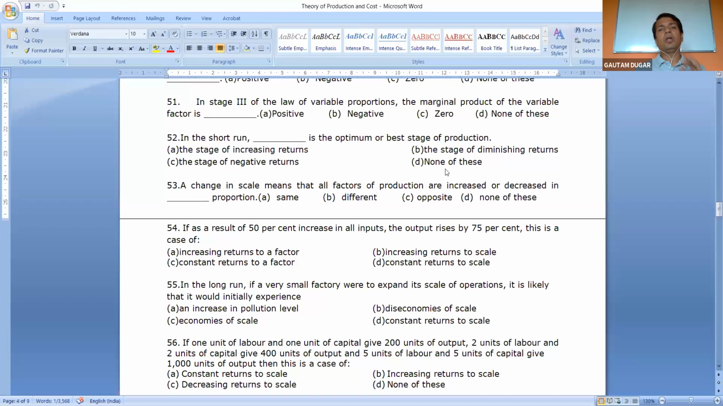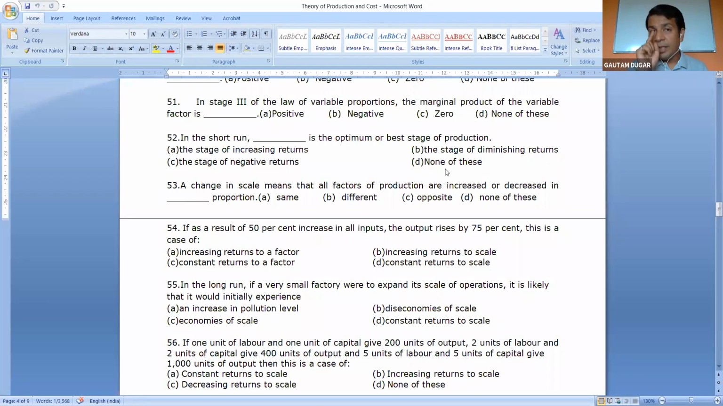So in the long run, all factors of production are changed in the same proportion. That means, just for the next 5 minutes, let us discuss this law of returns to scale in the long run. In the long run, what happens? We have to increase all factors of production in the same proportion. That is, suppose first we are using one land with 10 laborers, then two land with 20 laborers, three land 30 laborers, four land 40 laborers, and so on.